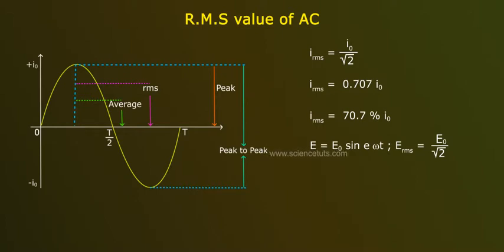Similarly, consider the equation E equals E naught sine omega t. E_RMS equals E naught by root 2. E_RMS equals 0.707 E naught. E_RMS equals 70.7% of E naught.